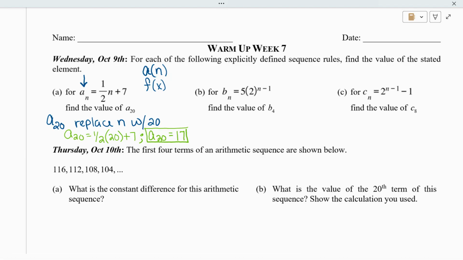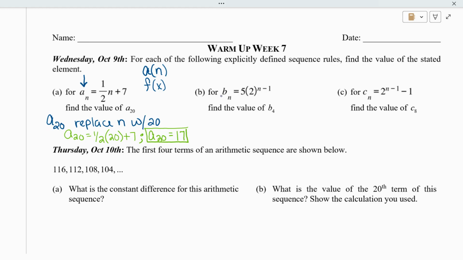Did everybody get that? Hello? Did you guys get that? Raise your thumb if you did get that one correct, because you were supposed to do that one on your own.